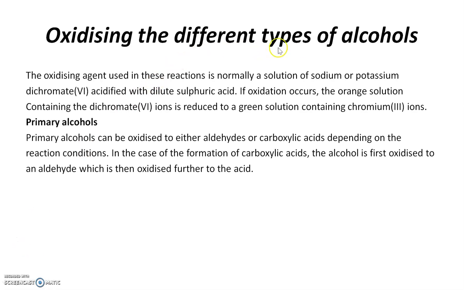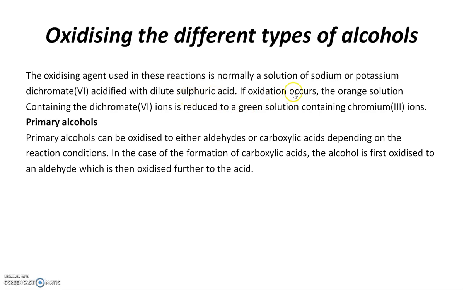Oxidizing the different types of alcohol. The oxidizing agent in these reactions is normally a solution of sodium or potassium dichromate, Na2Cr2O7, or you can use K2Cr2O7, acidified with dilute sulfuric acid. So the medium should be acidic.